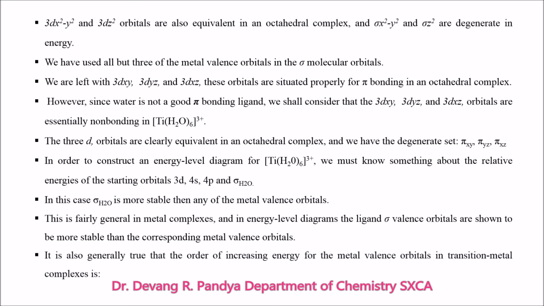It is also generally true that the order of increasing energy for the metal valence orbitals in transition metal complexes is in this order: 3d is lower in energy compared to 4s, and 4s is lower in energy compared to 4p.